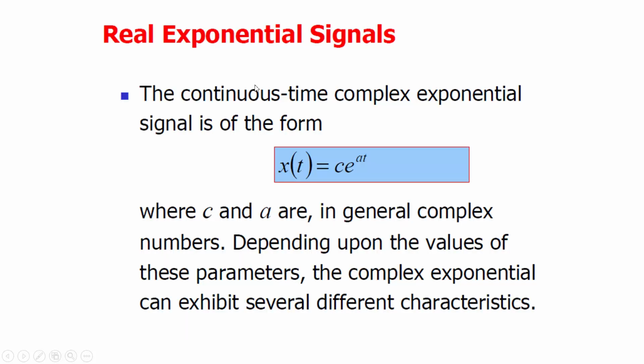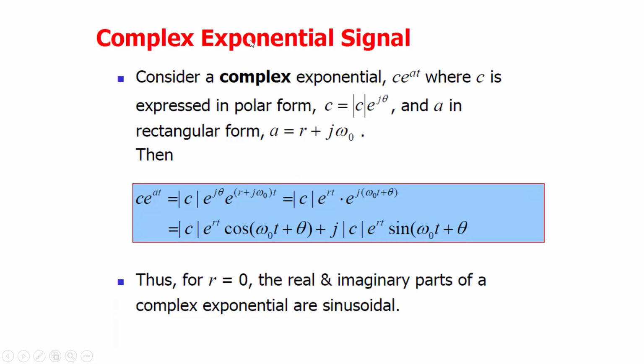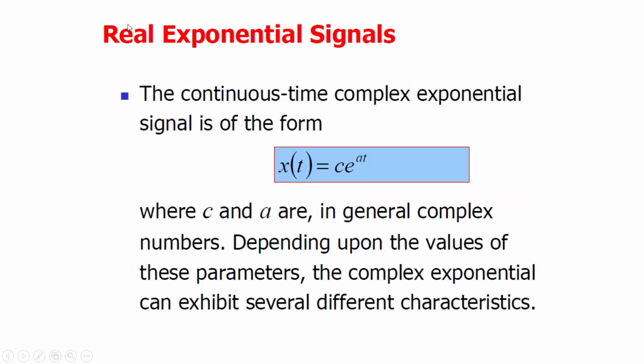Now let's look at more signals. Real exponential signal. The continuous time complex exponential signal is of the form xt equal to c e to the power at, where c and a are in general complex numbers. Depending on the values of these parameters, the complex exponential can exhibit several different characteristics. Now, if a is greater than 0, it is a growing exponential. If a is less than 0, it is a decaying exponential, right? Now, let's look at the complex exponential signal, where in the previous case it was the real exponential signal.